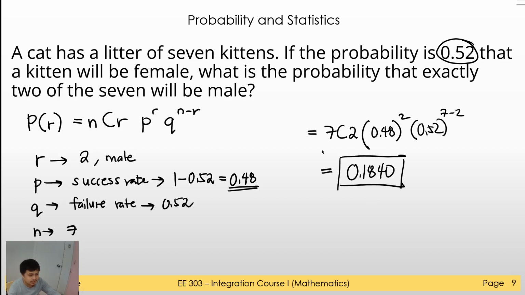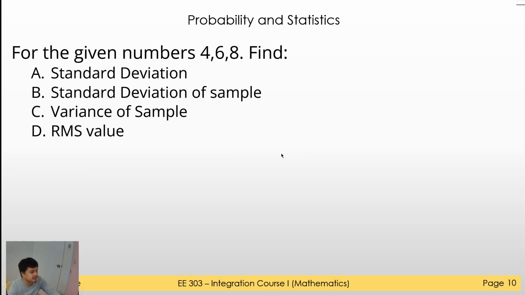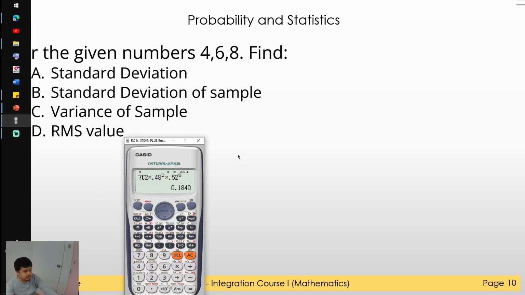Okay, moving on, we have statistics for this problem. For the given numbers 4, 6, 8, find the standard deviation. If not specified, usually we find the standard deviation of the population, the standard deviation of the sample, the variance of the sample, and then the RMS value. We want manual calculation here, but I'll just show you how to do this using your calculator. For letter A, I think in general you will utilize this.